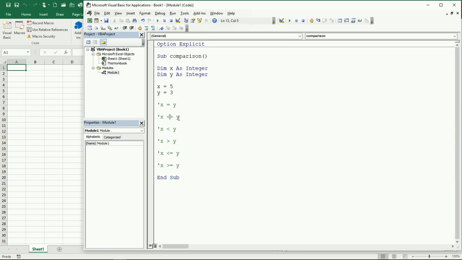The way to make it different is you have to put both signs, the less than and the greater than signs, in this particular order, right? You cannot put them backwards or inverted. It's not going to work. So less than, greater than signs together, just to check if these two variables are different.